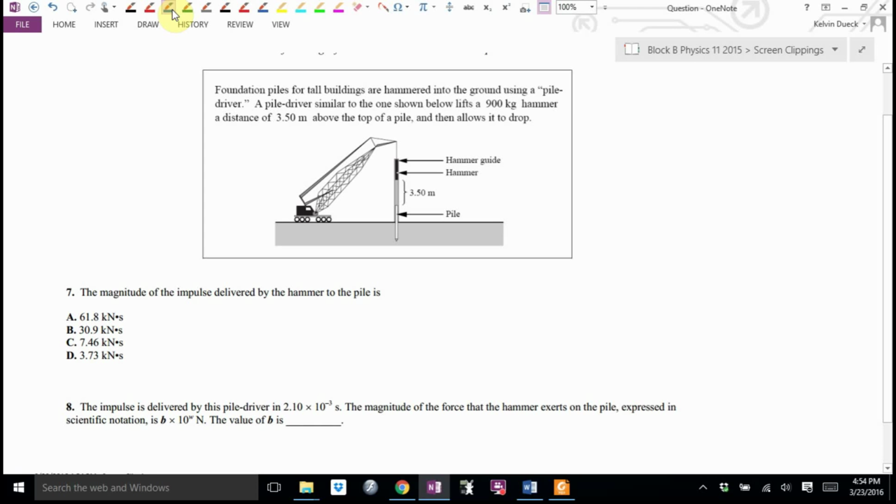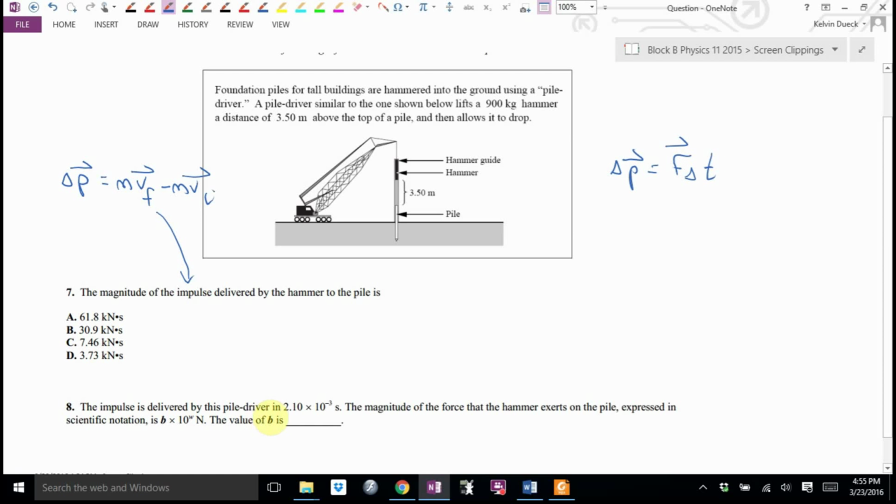So here is hopefully the answer to your question. Number 7 wants me to find the impulse. Now impulse is another word for change in momentum, and there's two ways to find it. I can either go mass times change in velocity, which is mv final minus mv initial, or I can find the impulse by going force times the change in time. There are two ways to find impulse.